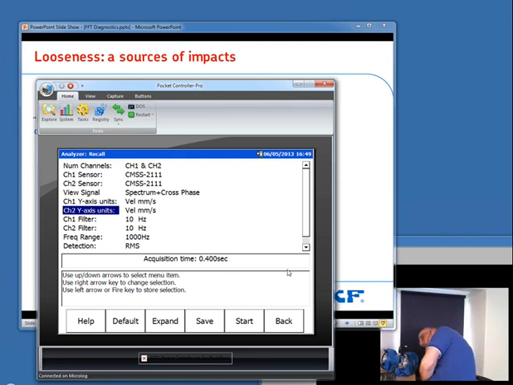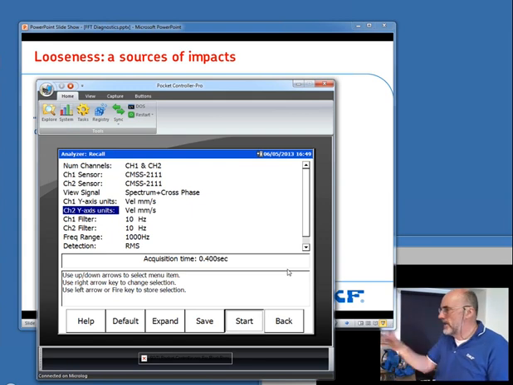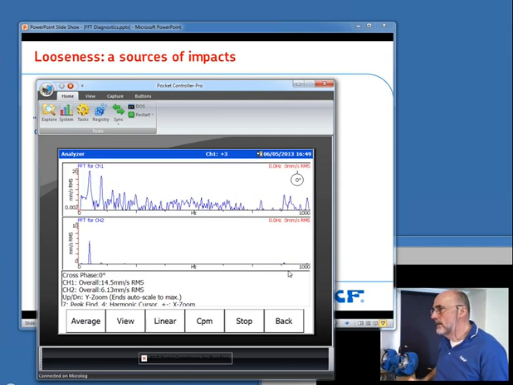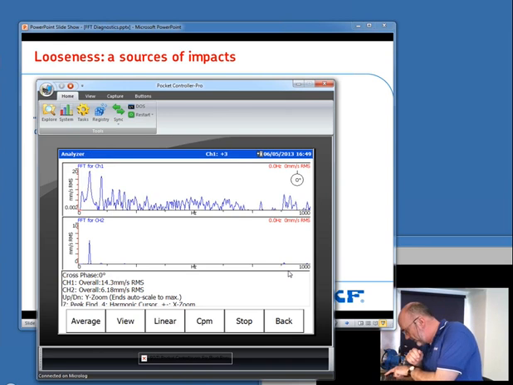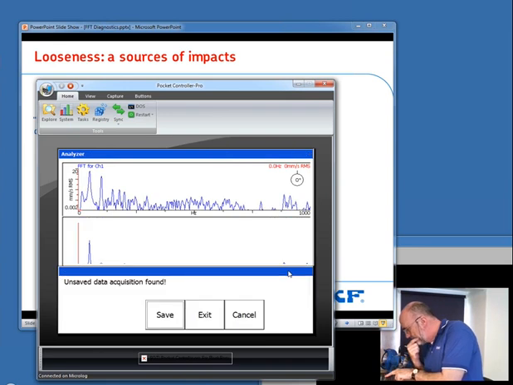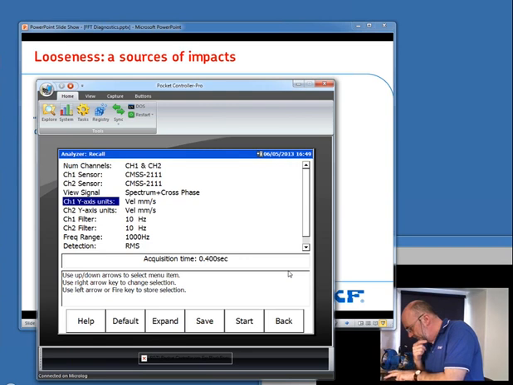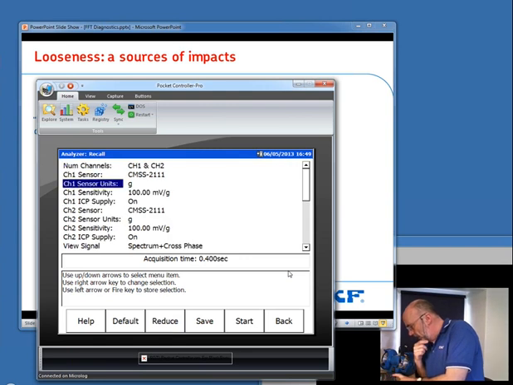So we start our machine. Press start on our analyzer. Oops, it's still in logarithmic. Sorry. Need to get rid of that logarithmic y-axis.